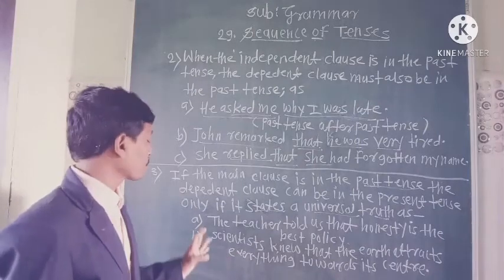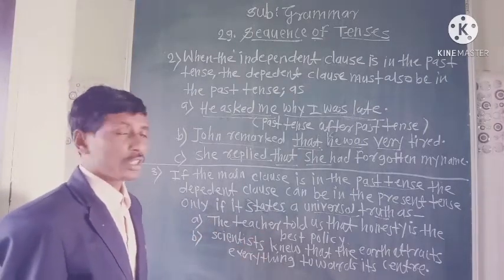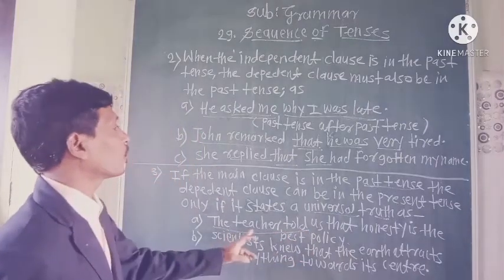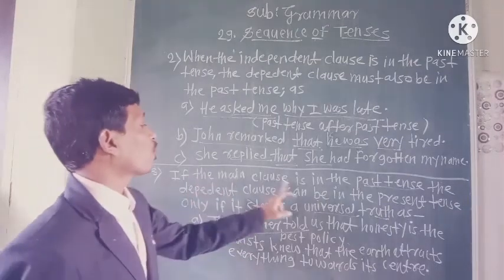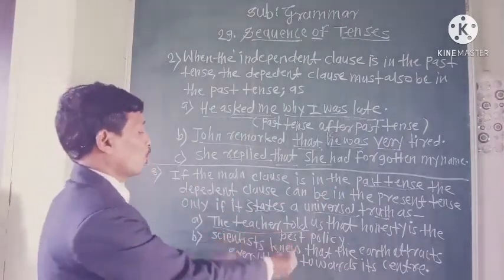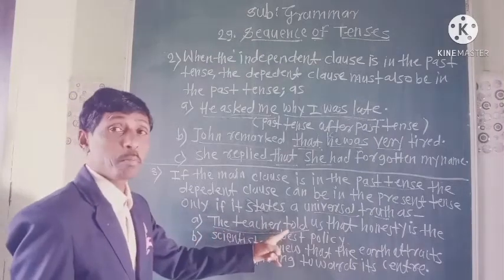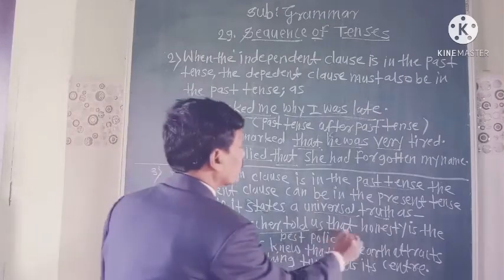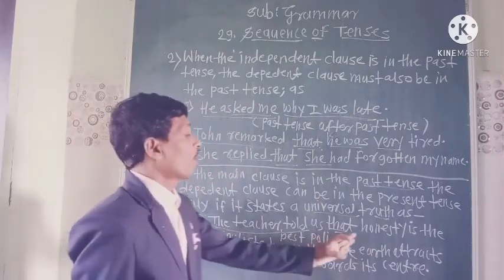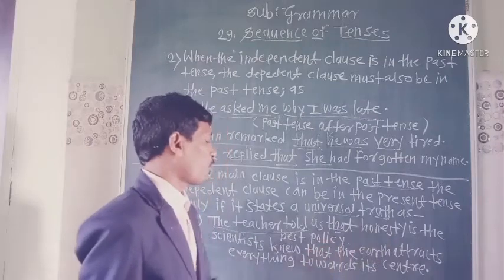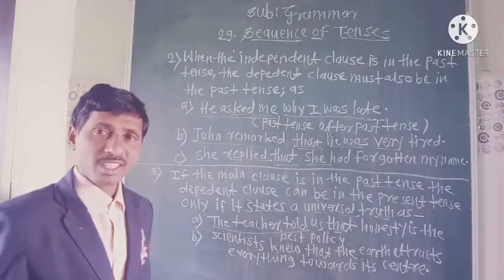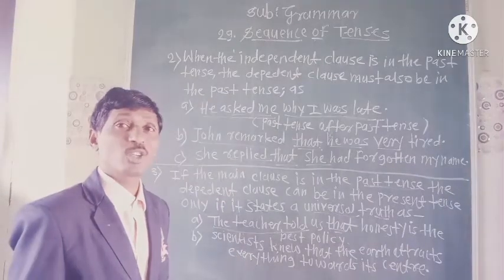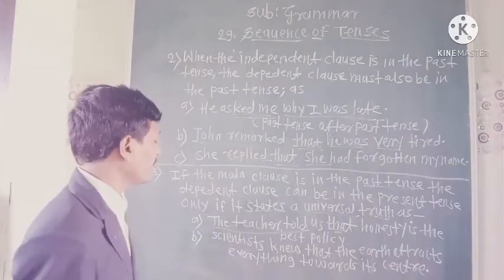Universal truth, like: The teacher told us. The main clause, teacher told us, is in the past tense. What did the teacher tell? After the conjunction that: honesty is the best policy. This is a universal truth. Second example.